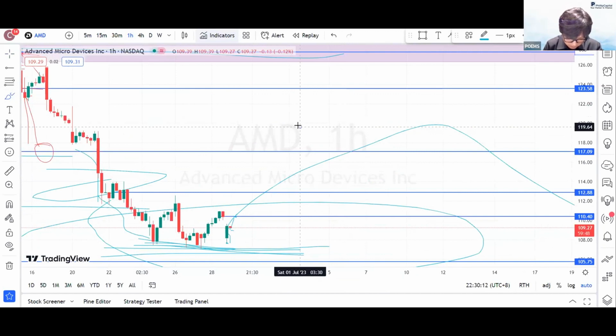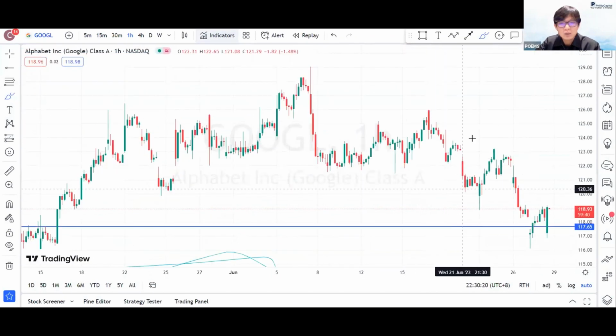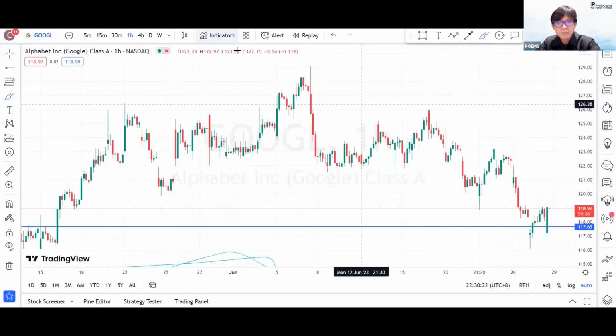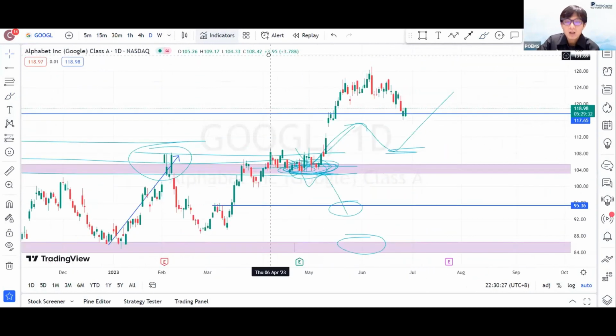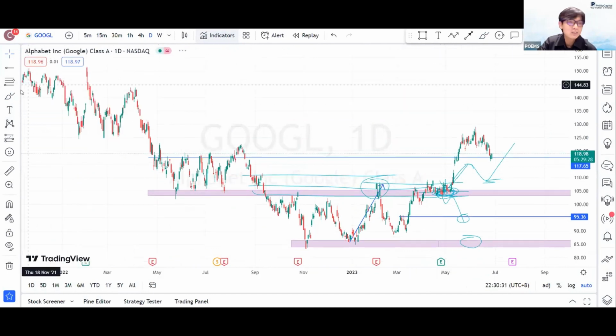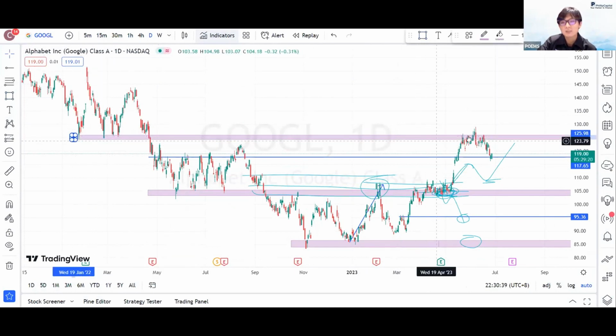Okay, wait. Alphabet, Google. I'll look at some more popular counters. Same thing. If you want to hear the swing, basically daily wise, they are just creating a gap area. You have a previous demand level, which subsequently became a supply level.